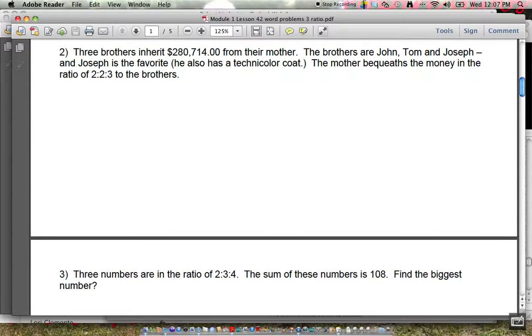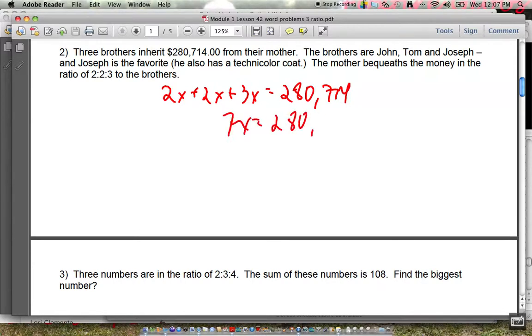Now, there's John, Tom, and Joseph is the favorite, and they bequeath the money in the ratio of 2 to 2 to 3. Of course, Joseph's the 3 because he's the favorite. So it's in a ratio, so 2x plus 2x plus 3x is 287.14. How many people wrote that on their paper? I hope all of you, right? Okay, good. So this is 7x is equal to 287.14. This is a really easy division. Divide by 7, and I'm going to get $40,102.